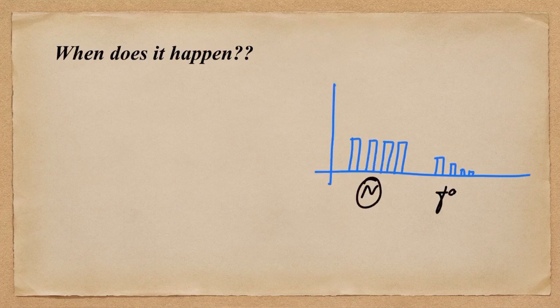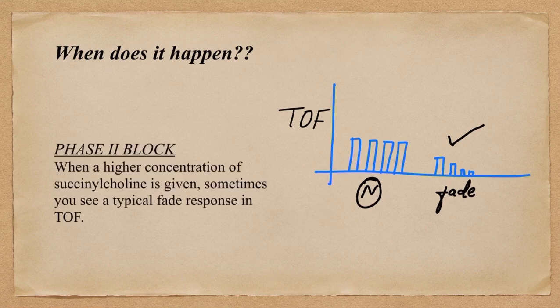Yes. So when does that happen? When a higher concentration of succinylcholine is given, a fade response in the train of four will be seen. And this typical fade response in train of four after administration of depolarizing muscle relaxant, especially succinylcholine, is called phase 2 block.